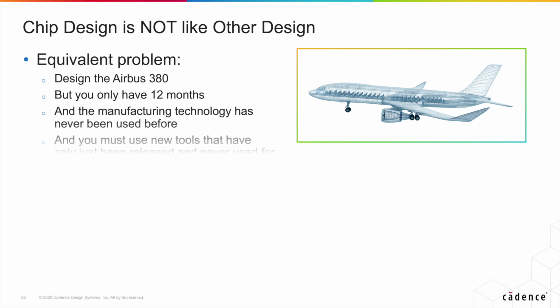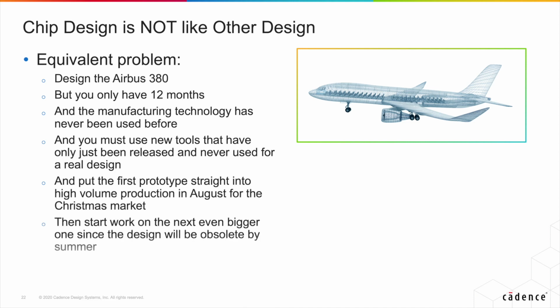And you've got to use tools that have never been released. They've just been released and never been used on a real design. And basically, once you get the first one put together, you're going to fly it with passengers. And then you have to start work on the next one, because Moore's law means that you're going to have to build an even bigger plane next year. And you have a year to do it, and you have to use different tools.